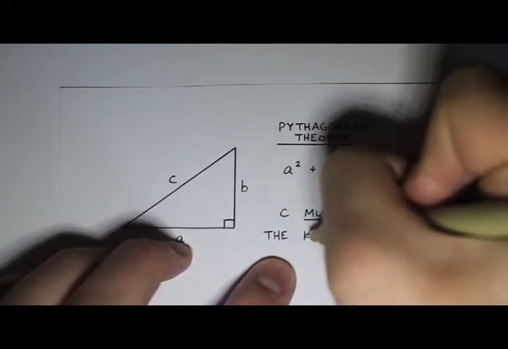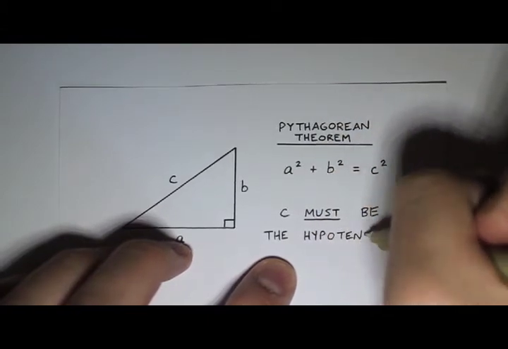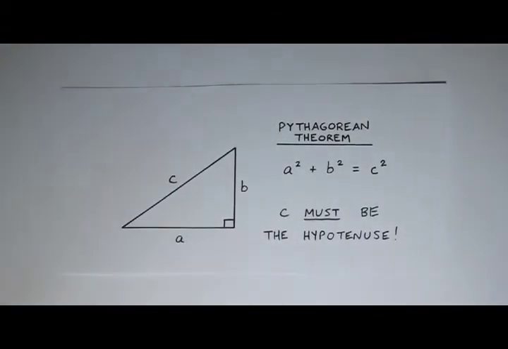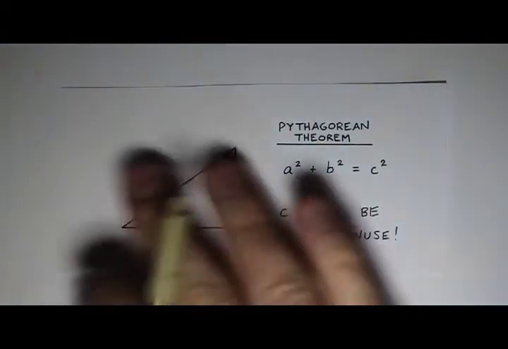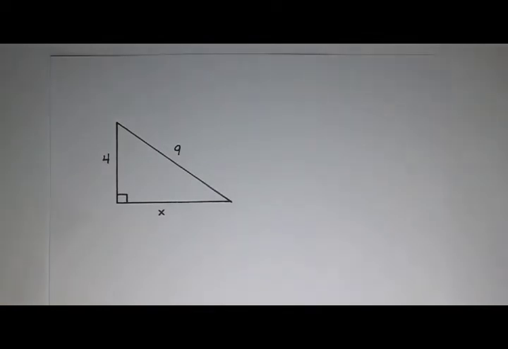It's an easy mistake to make when you're writing it to include the hypotenuse on the other side of the equation, but then it won't work. You'll get the wrong answer. Okay, so let's practice. Suppose we have this triangle right here, and we want to find that missing side x. To find the missing side x, I can use the Pythagorean theorem. Let's go ahead and do that.